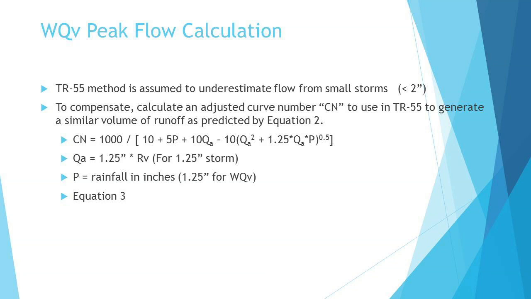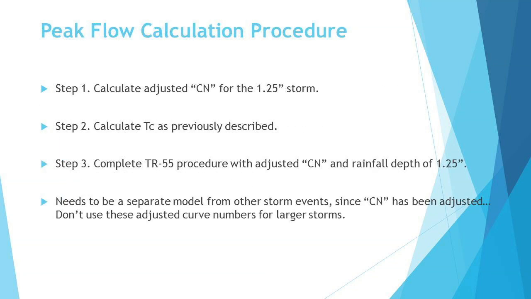And this is the procedure. And again, I'll kind of walk through that. So you'll calculate the curve number for the 1.25-inch storm. Usually you'll calculate your site time of concentration. And then you actually would input that data into the TR55 software and run it. And then it would give you the water quality peak flow rate. Nice thing about a lot of these formulas is you can, especially with the runoff volume coefficient and the water quality volume, it's pretty easy to do this in a spreadsheet or to input it into a table for quick reference.